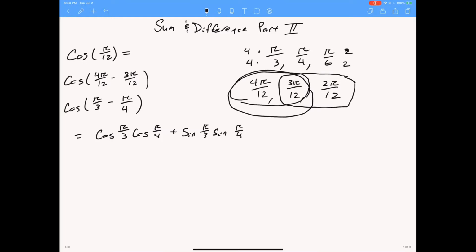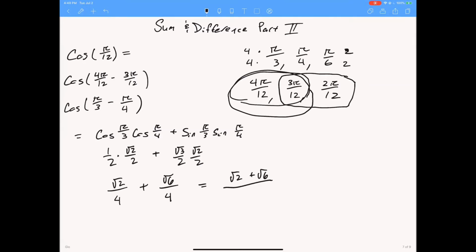And now evaluate. Cosine of pi over 3 is 1/2. Cosine of pi over 4 is root 2 over 2, plus sine of pi over 3, that is root 3 over 2, times sine of pi over 4, which is root 2 over 2. 1/2 times root 2 over 2 will be root 2 over 4, plus root 3 times root 2 is root 6 over 4. And we'll rewrite that as root 2 plus root 6 over 4.